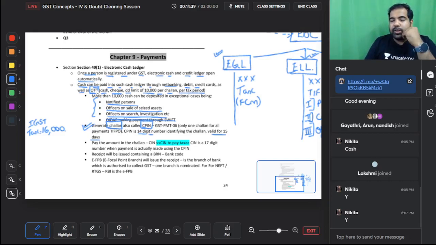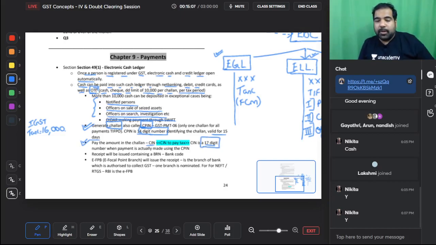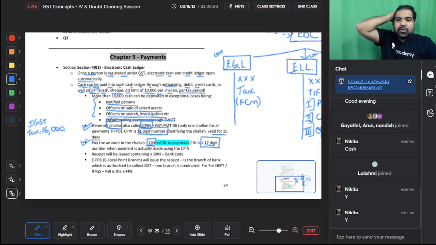Now, how do you pay using the challan? You use the challan and you pay the money to the government. And when you pay the money, it's a sin to pay tax, guys. So when you pay the money, you will get a SIN number. SIN is basically a challan identification number. CPIN is common portal identification number, and when you pay, you get a challan identification number which is called SIN, which is nothing but your 14 digits plus 3 bank digits, so a 17-digit number. So remember, it's a SIN to pay. Whenever you pay, you get a challan identification number.